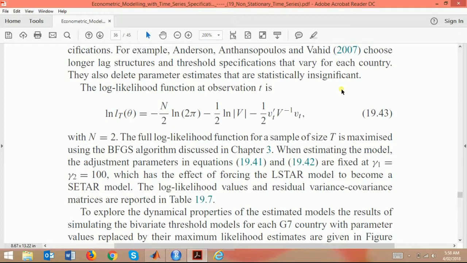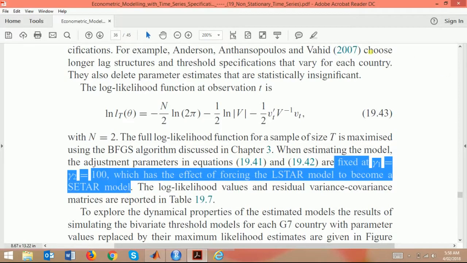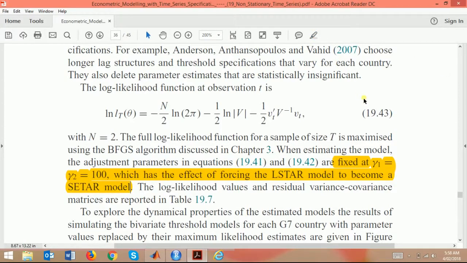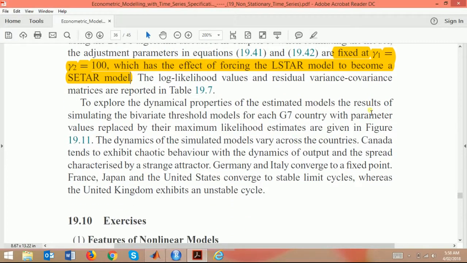The adjusted parameters in the equations are fixed, so the shocks are fixed at 100, which has the effect of forcing the LSTAR model to become a SETAR model. Beautiful. One important finding from the research is that this particular threshold or shock pushes the LSTAR model to become a SETAR model. To explore the dynamic properties of the results, the figure is given in 19.11. Let's have a quick look at 19.11.